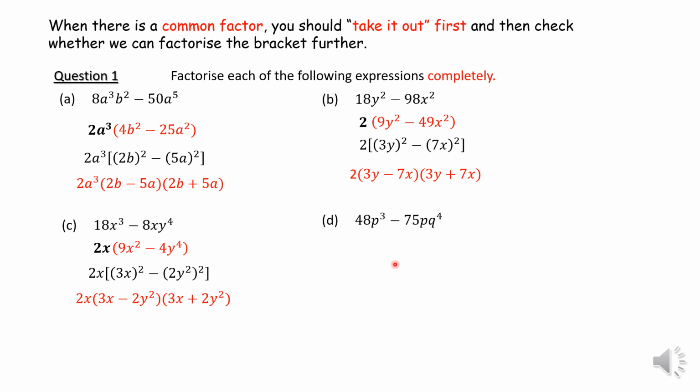Maybe you can pause the video and try to do this one. I hope you figured out the common factor is 3p. And what you have is 16p squared minus 25q to the 4th. 16 is a square, it's the square of 4, and 25 is 5 squared. And I split the q to the power 4, can you see that? And now from here you have 3p, and then 4p minus 5q squared, and 4p plus 5q squared.